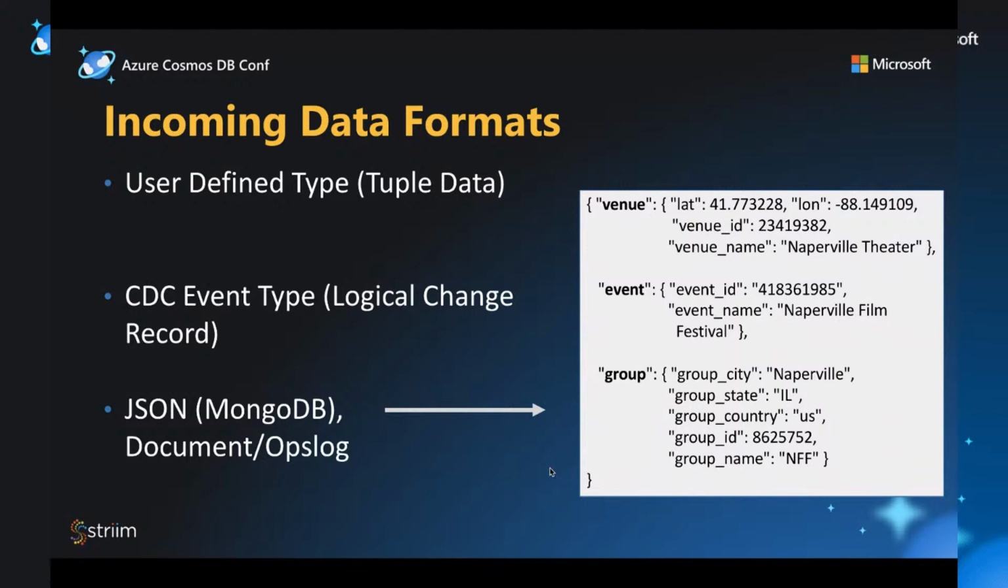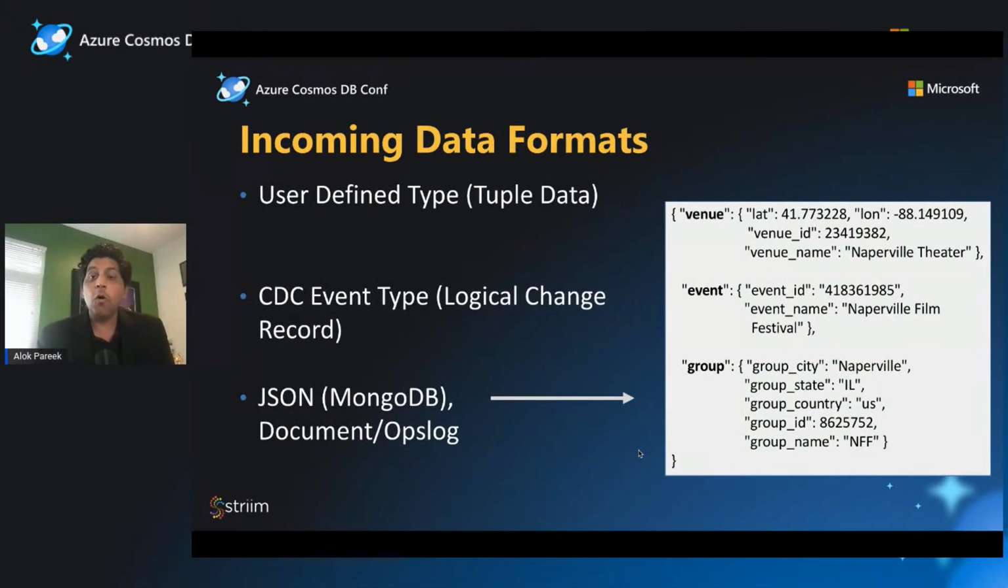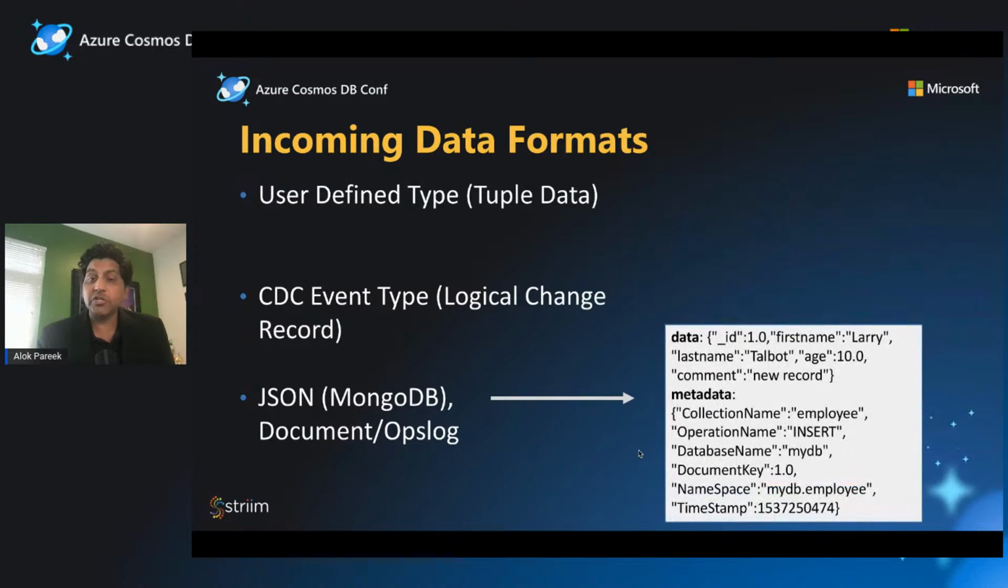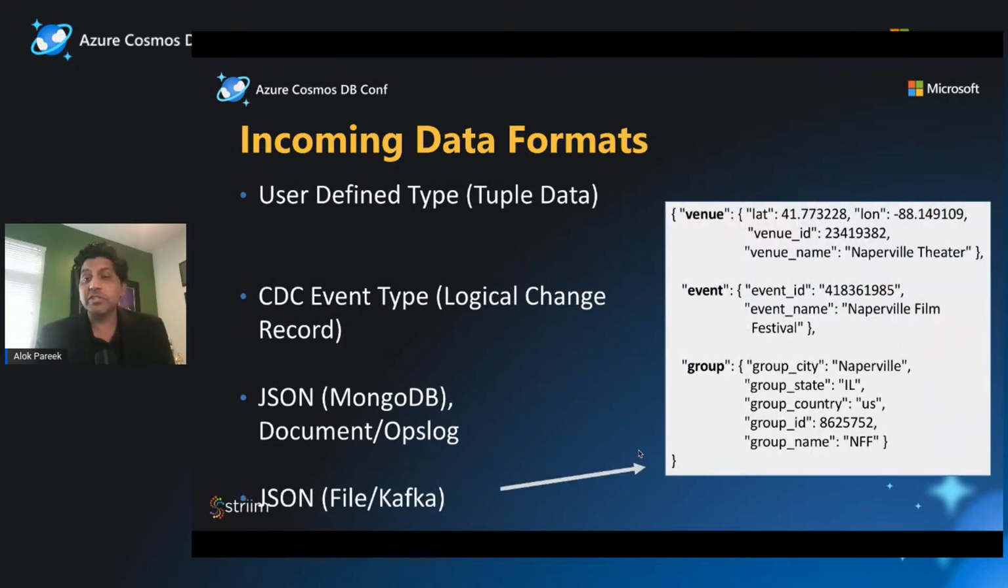If the data is coming in from MongoDB, then again you could have just the document itself, which is coming from the collection, or you could have the ops log record, which again has the data and the metadata. These are just for your convenience, because sometimes you may want to add some metadata as part of your collection before you apply to the container on Cosmos. And finally, it could be just coming in as straight through JSON documents from a file or from Kafka.